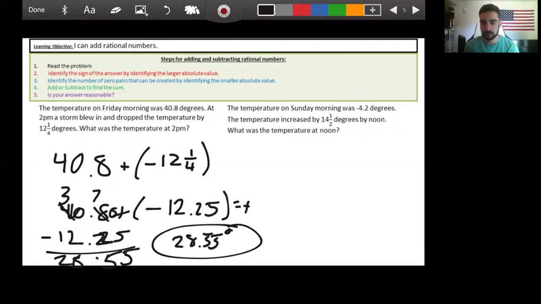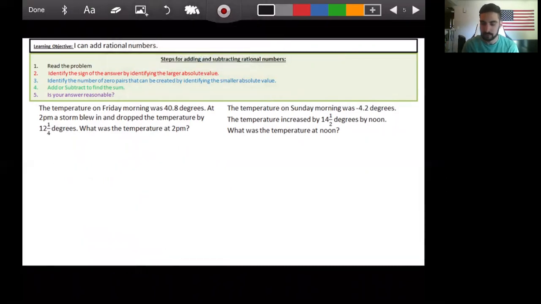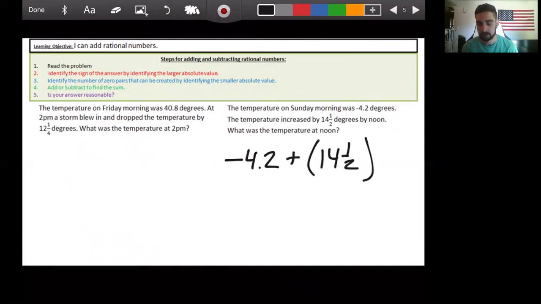Go ahead and pause your video, do the one on the right. I'm going to clear this so I have more room. All right, so starting at -4.2 degrees, the temperature increased by 14.5 degrees. So this is what we're solving here. I know 1/2 is the same as 0.5, so -4.2 plus 14.5.